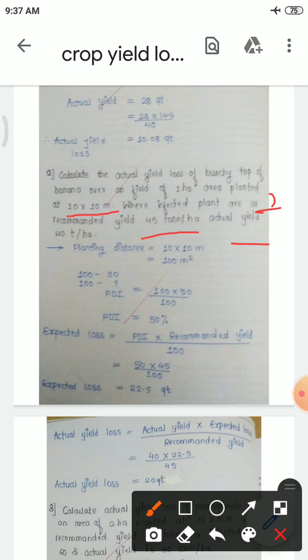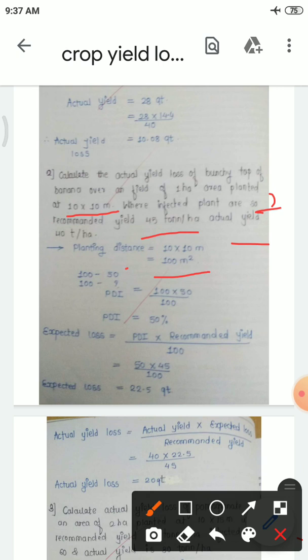So first of all we have to calculate the planting distance. 10 by 10 meter means 100 meter square. So according to the given data, the area is 100 meter square, and out of 100, the 50 plants are infected.